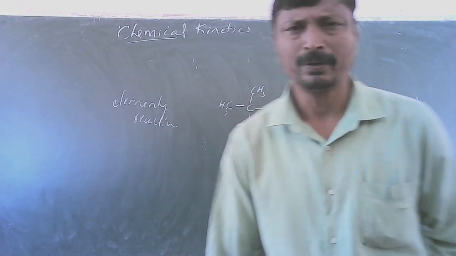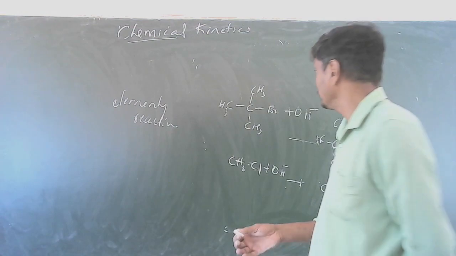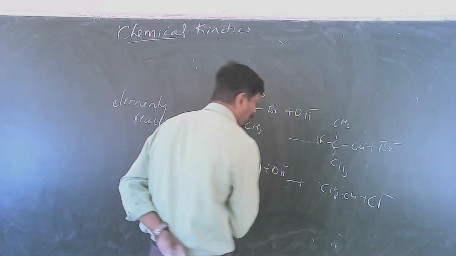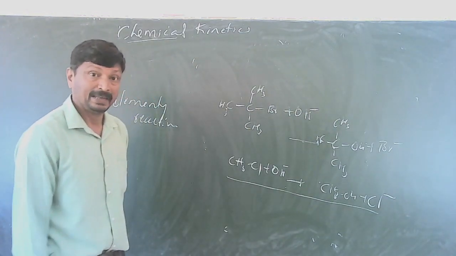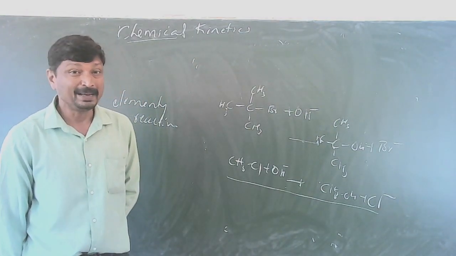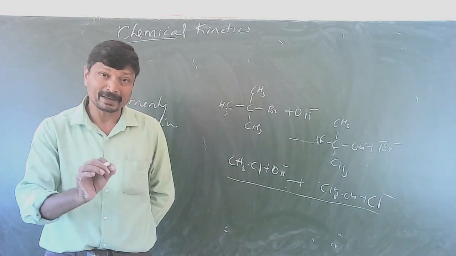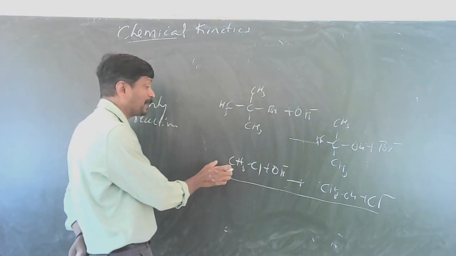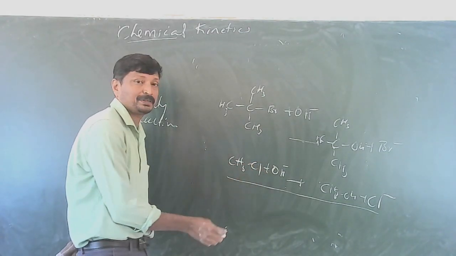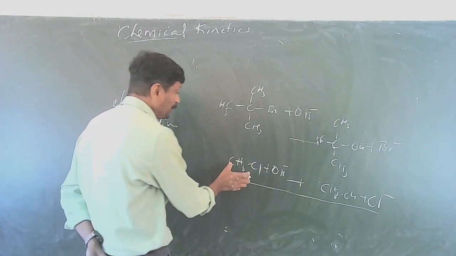SN1 and SN2 are reactions that take place in a single step. This is called an elementary reaction. In an elementary reaction, how do you write the rate law? For any elementary reaction, the exponent is the same as the stoichiometric coefficient.